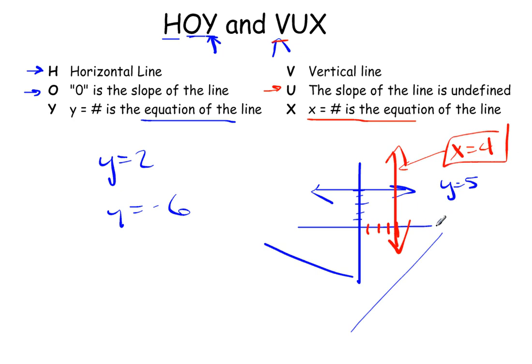Now I understand the x-axis is here, which is horizontal, but the equation of x equals a number is vertical, and that might be confusing. The y-axis itself goes up and down, but the equation of a vertical line is x equals a number. The equation of a y line is a Hoy line, a horizontal line, is y equals a number. So they're kind of switched, so don't get those too confused.